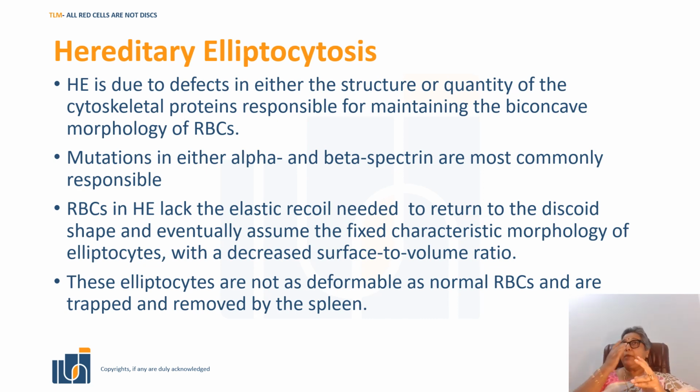Also important, because these become fixed, they become less deformable, and because they are less deformable as compared to a normal red cell, they are trapped and removed by the spleen. So it is like a defective cell. So therefore it is less deformable than a normal RBC, and gets trapped by the spleen and it is removed.